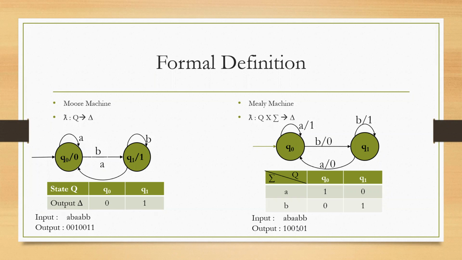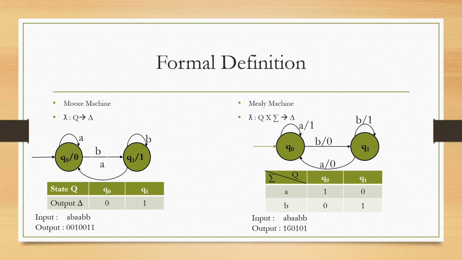Then Q0 on accepting A will generate output 1. Then Q0 on input symbol B will generate output 0 and traverse to Q1. Then Q1 on accepting B as an input will generate output 1. So that is the reason you got this output.